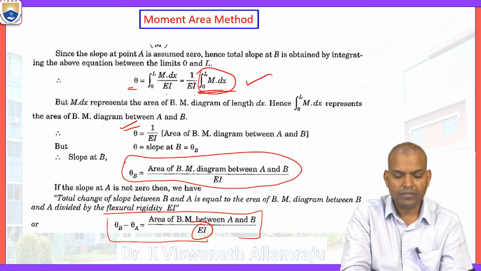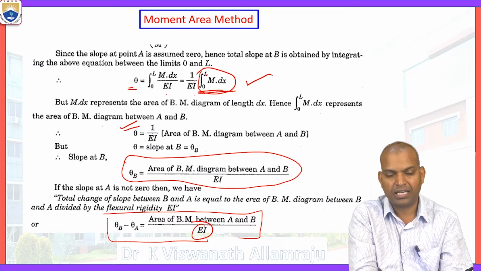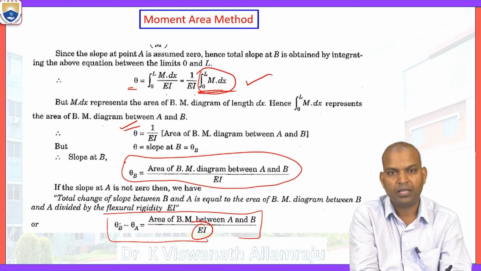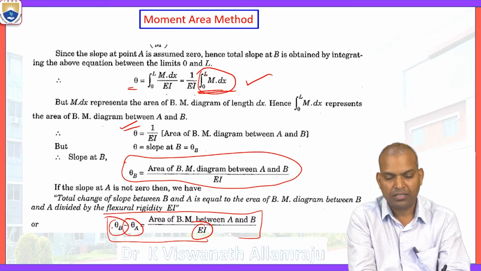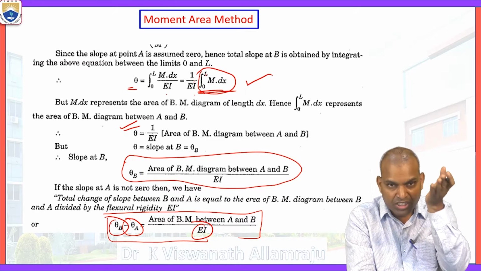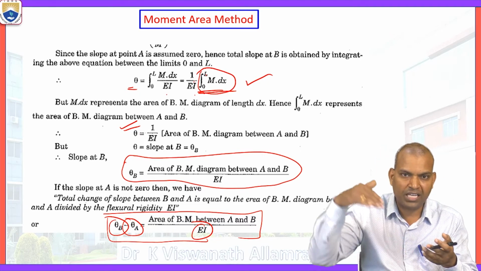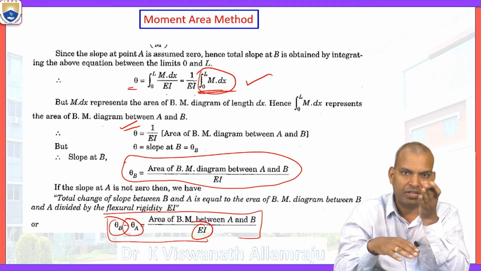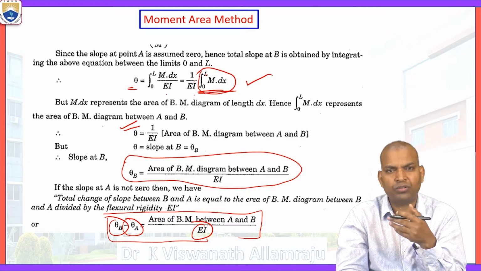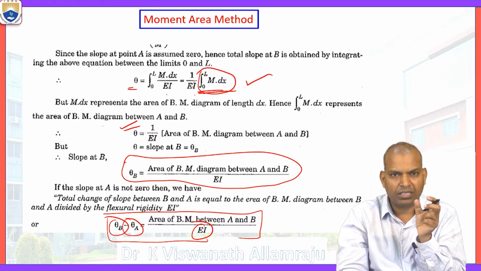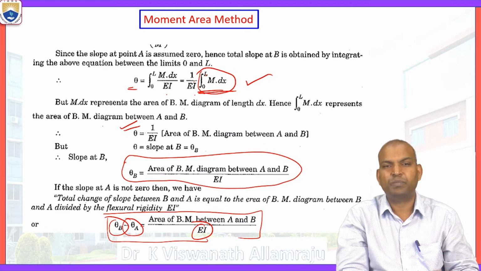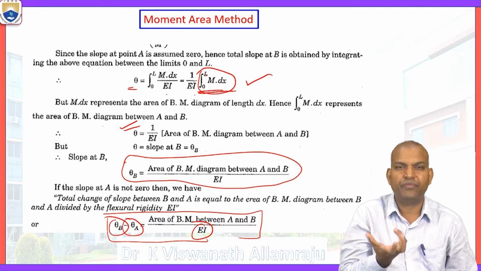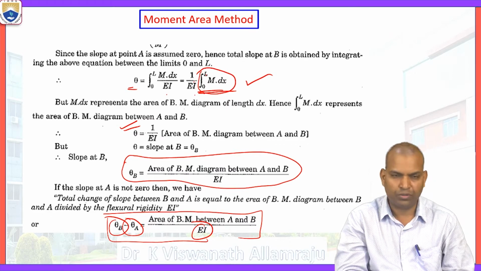So that is theta B minus theta A. That means the total change of slope between B and A. If theta A is equal to 0, that means there is no slope at A. Slope means changing, variation. The slope means the variation of the curve, how it is varying. That is nothing but tan theta equal to dy by dx. So how the variation of the displacement, the variation of the deflection, is indicated in the form of the slope.